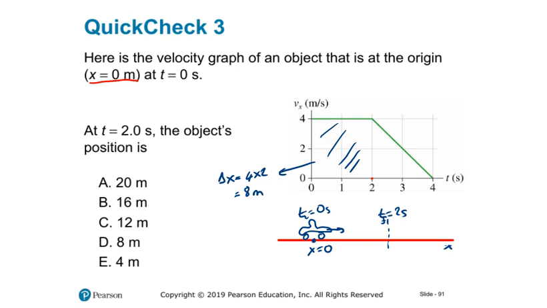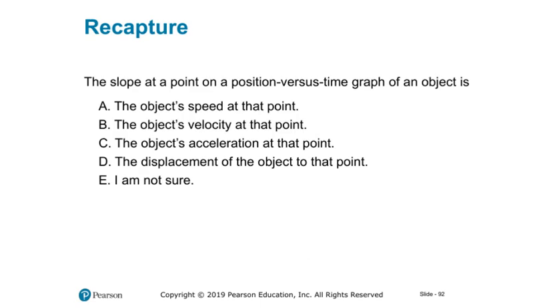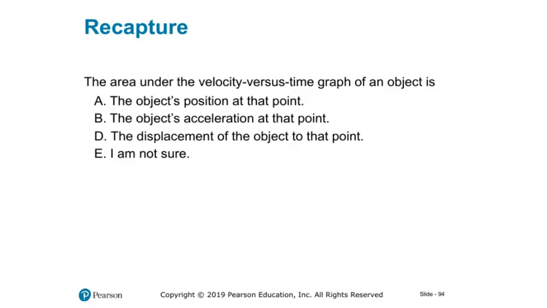What is its position? It's this area. And as we can see, this is a rectangle. Delta x displacement is equal to 4 times 2, 8 meters. How much it moved is this displacement from its original position. So that means since it started at 0, delta x should be that, and x final should be 8 meters. All right.